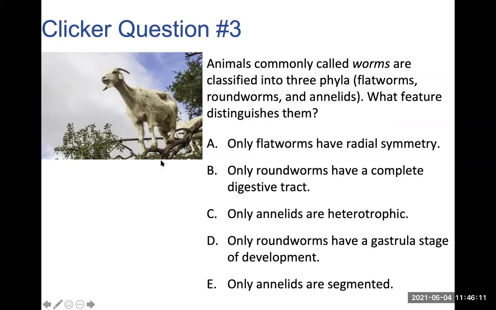Okay, so there's a question. Animals commonly called worms are classified into flatworms, roundworms, and annelids. What feature distinguishes them?